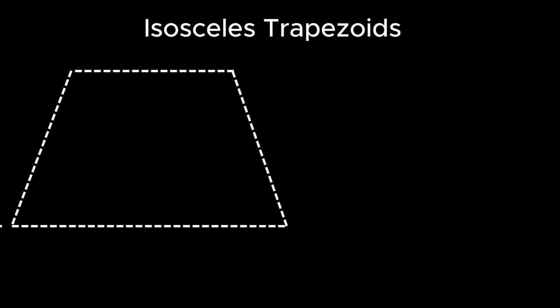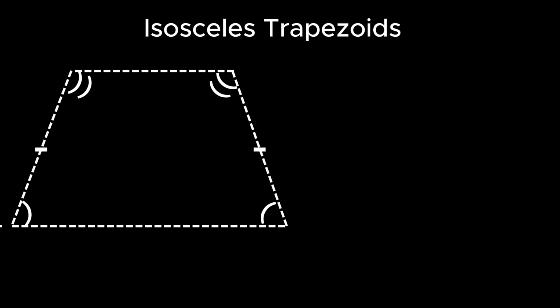Now, there's a special type of trapezoid. This is called an isosceles trapezoid, and it is a trapezoid with congruent legs. That is an isosceles trapezoid. A property of an isosceles trapezoid is that it also has congruent base angles. And the congruent base angles apply for the top base angles and the bottom base angles as well.